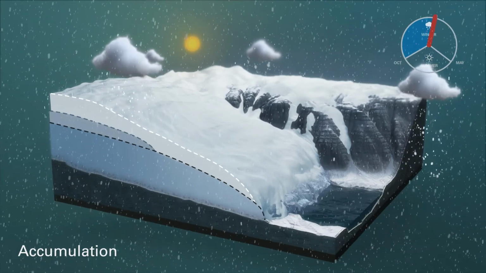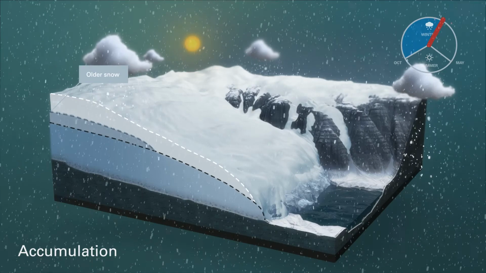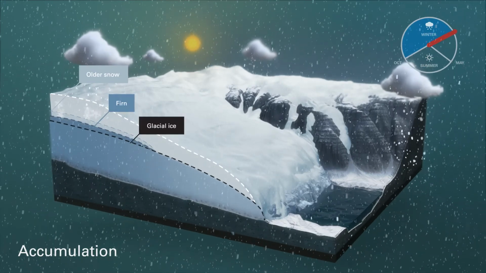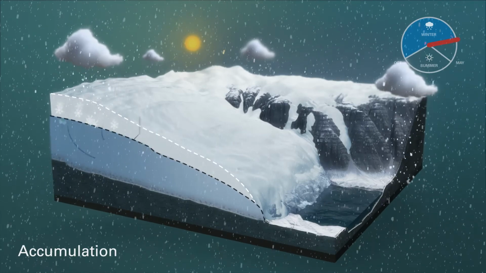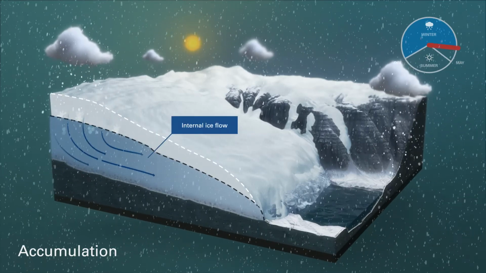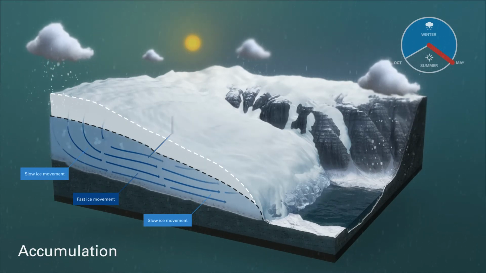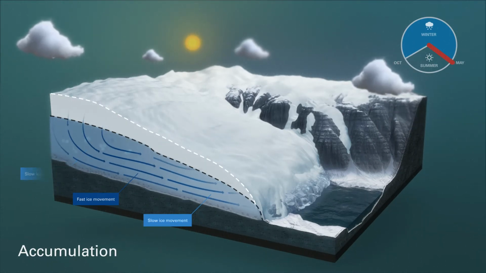Underneath the thick layer of new snow, older snow becomes compact and turns first into firn and at deeper levels into glacial ice. The internal flow and downhill slippage never stop. The glacier moves under its own weight, displacing mass towards its lower margins.